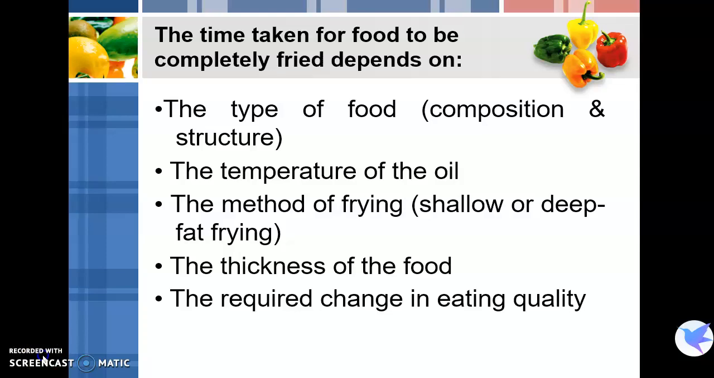The time taken for food to be completely cooked depends on the type of food, which refers to their composition and structure, the temperature of the oil, the method of frying, which are shallow or deep fat frying, the thickness of the food, and the required change in eating quality.